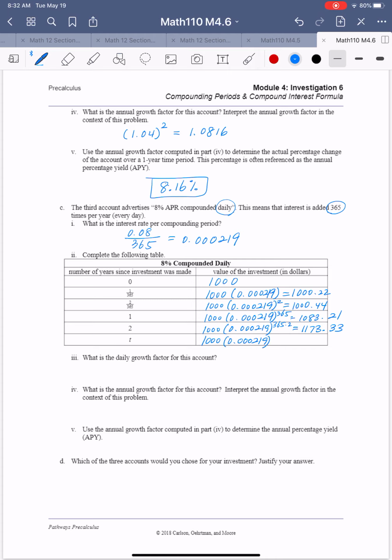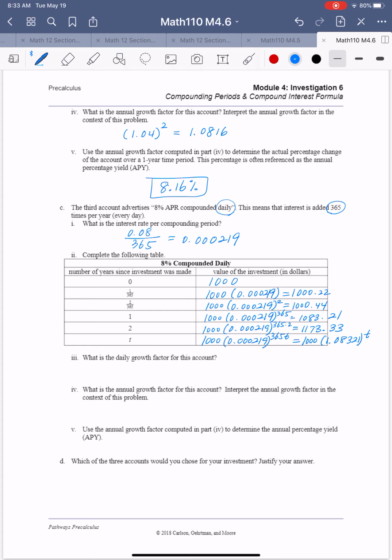1.000219, and then you can put the T, which is actually the number of days or number of years. It depends, okay? But if you put the T, 365T, okay? Or you can just use the 1,000 of 1.08321 to the T, which makes this annually, okay?